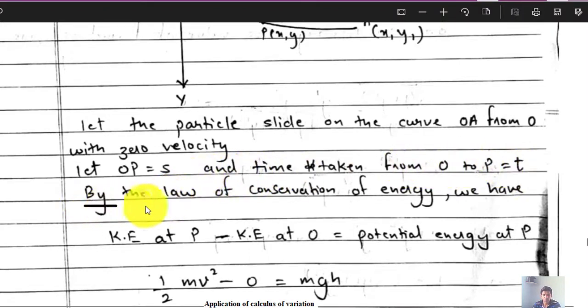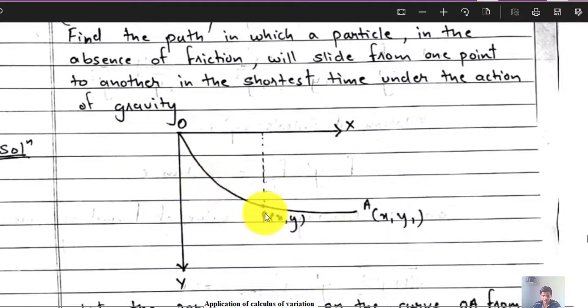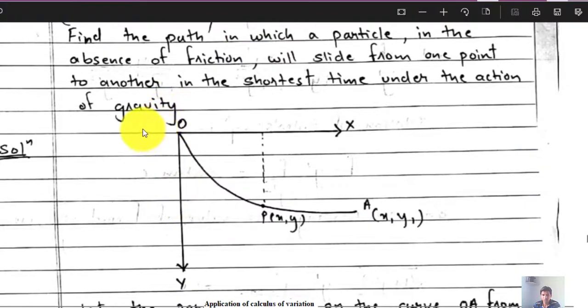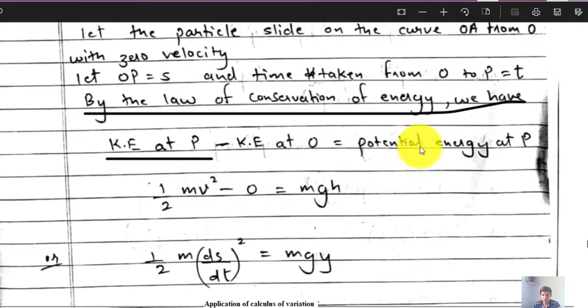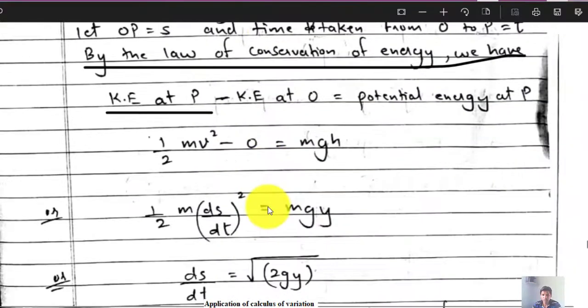Then by the law of conservation of energy, what do we have? The kinetic energy at P is equal to the potential energy at P. The kinetic energy at the origin O is 0. So the kinetic energy at P is half mv square, which is equal to the potential energy, and potential energy is mgh.